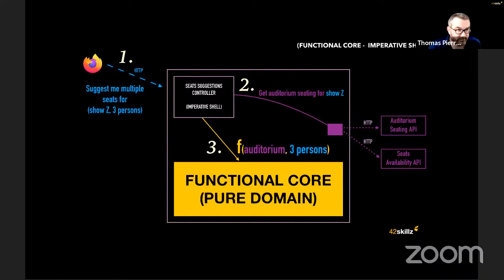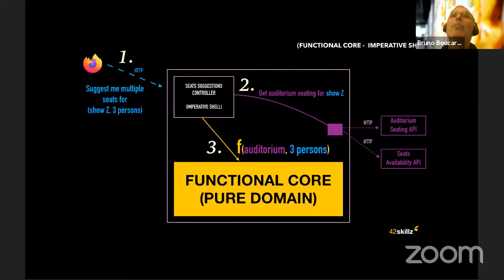Okay. To sum up, number one, the HTTP request is received by our web controller. Number two, the corresponding request handler of the web controller will be our imperative shell. It will first do some side effects by calling non-pure functions, asking, for instance, up-to-date auditorium seating. Three, the imperative shell will then call a pure function belonging to our functional core, the make suggestion function. This pure function won't do any side effect, only pure functional domain logic in order to make seat suggestions. And finally, the imperative shell will return the result as an HTTP response that will be sent back to the original caller, the website.